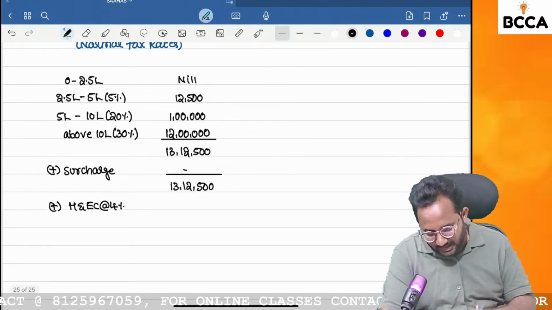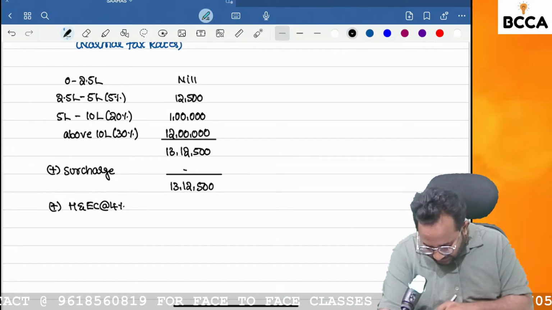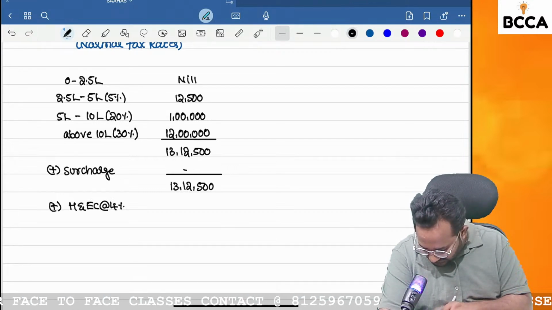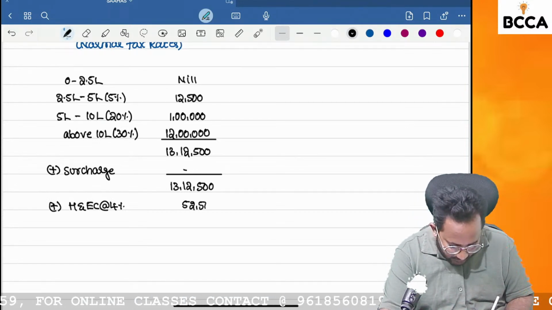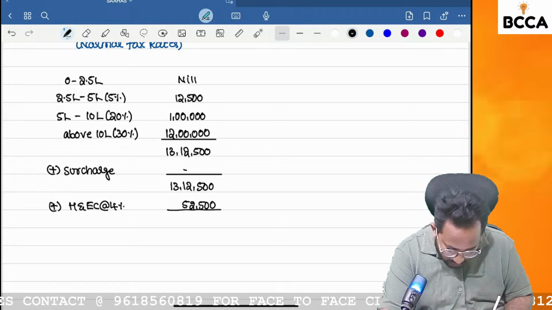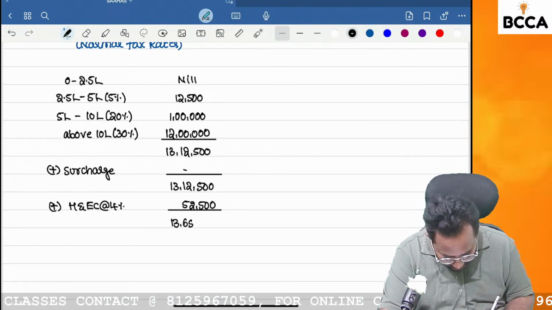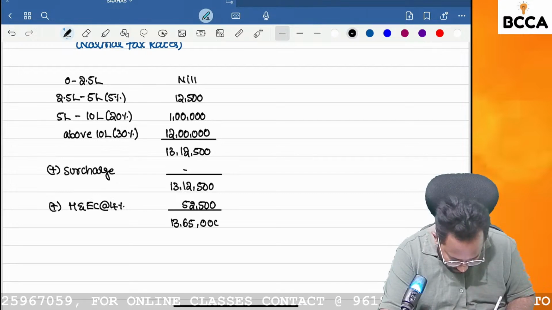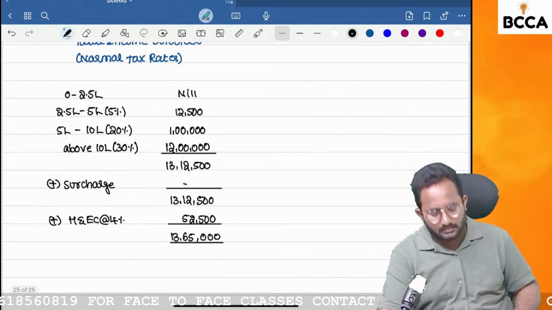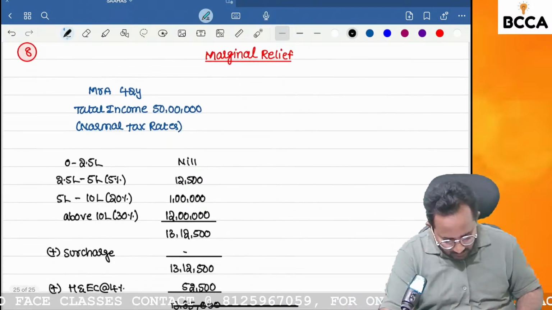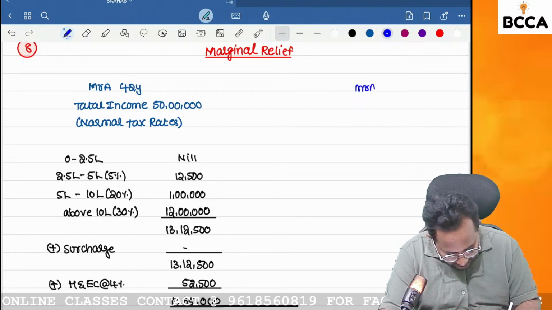Please mention the amount we get as health and education cess. 52,500. So the total after the health and education cess is 13 lakh 65,000. So this is the ultimate amount you have to pay as tax.